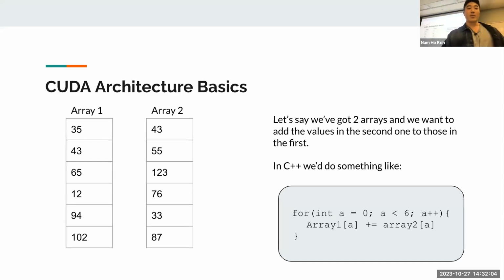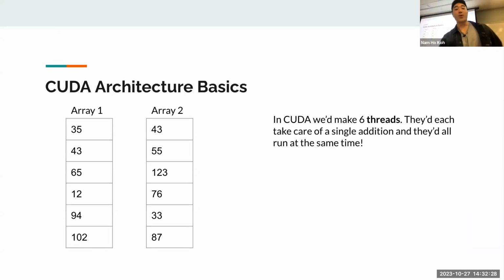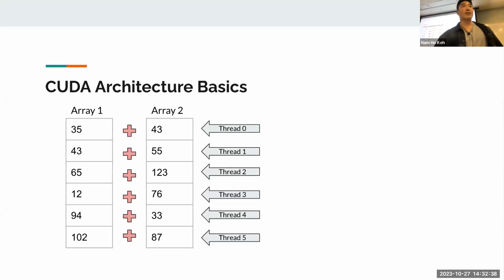Let's say you have two arrays, array one and array two, and you want to add the values in the second one to the first one. In basic C++, you'd just use a for loop, so you iterate through each value and perform a sum. This is fine, but in CUDA, the beauty of it is that it gives us what we call threads. So in CUDA, we create 6 threads, and each thread will take care of a single operation, in this case a single addition, and they will run everything concurrently at the same time.